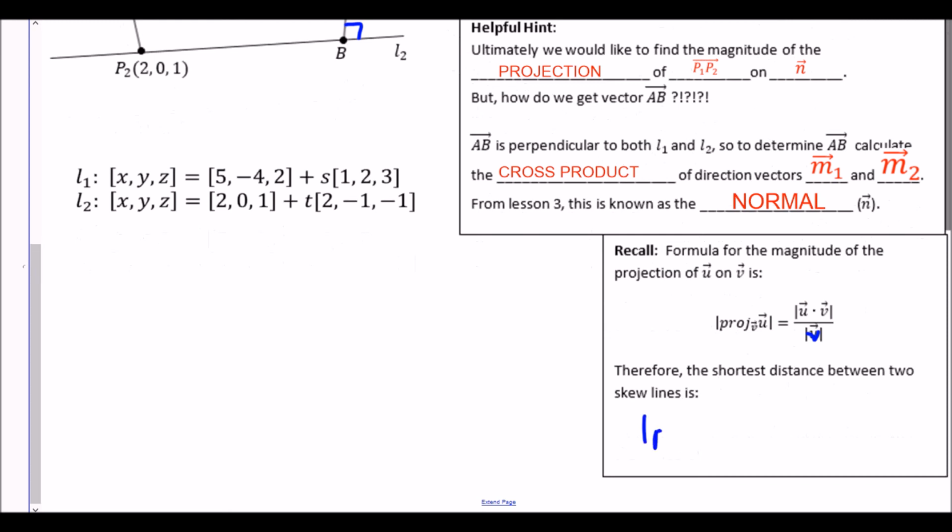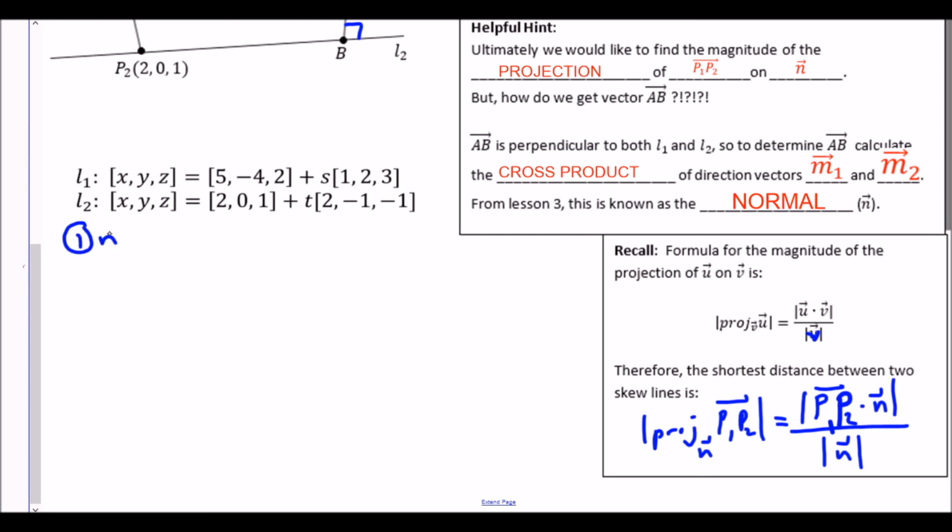The magnitude of the projection of P1, P2 onto the normal, which is equal to the magnitude of P1, P2 dotted with the normal, all over the magnitude of the normal. So that's how I get the shortest distance between two skew lines. So step 1, I want to find the normal. The normal will be M1 cross M2.